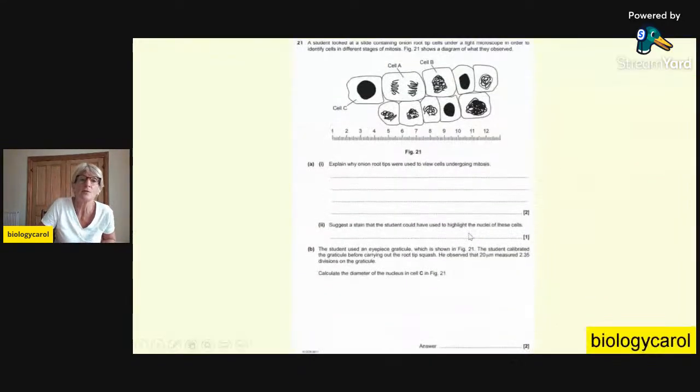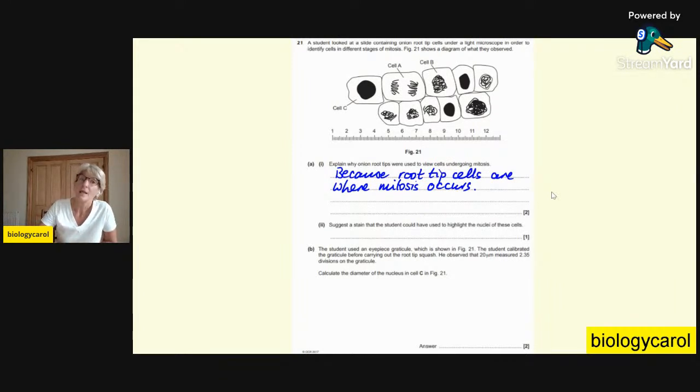So now let's get down to some nitty-gritty of your written answers. A student looked at a slide containing onion root tip cells under a light microscope in order to identify cells in different stages of mitosis. Figure 1 shows the diagram. Explain why onion root tips were used to view cells undergoing mitosis. Now this is what I put: because root tip cells are where mitosis occurs.